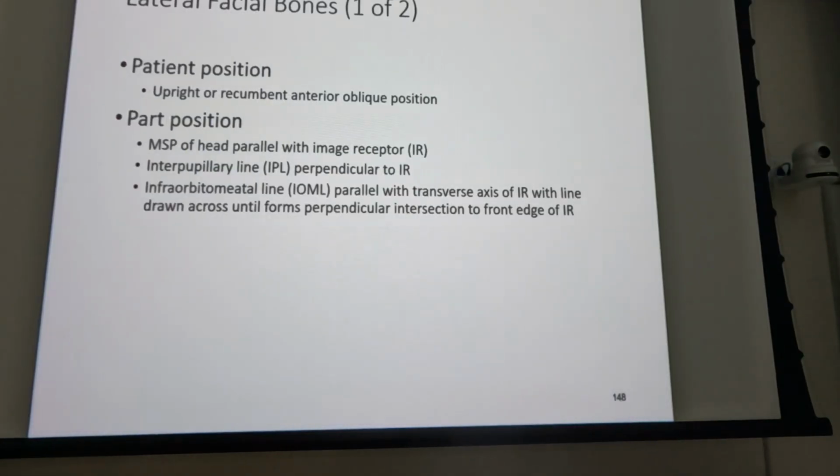So lateral of the facial bones. Everything that we talked about on lateral before applies here. Again, the only difference is going to be central ray location and collimation, collimate down just to the facial bone. So mid-sagittal plane parallel to the image receptor, interpupillary line perpendicular, infraorbital meatal line should be parallel to your collimated field, perpendicular to the front edge of the image receptor.